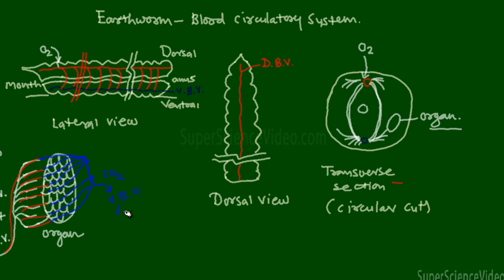then by using lateral heart this reaches to dorsal blood vessels, and this deoxygenated or carbon dioxide rich blood reaches to the skin. So from skin CO2 enters into atmosphere.